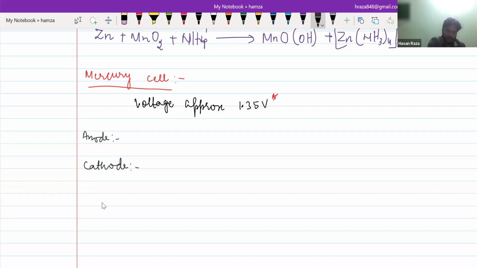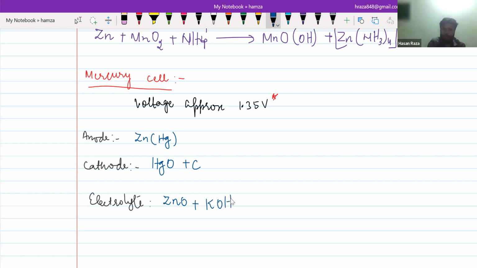We will see. Now you can see at anode, basically zinc amalgam is there, ZnHg, and at cathode, mercury oxide plus carbon, and here the electrolyte is zinc oxide plus potassium hydroxide. Now we need to see where will be the oxidation, and what will be the product at cathode.